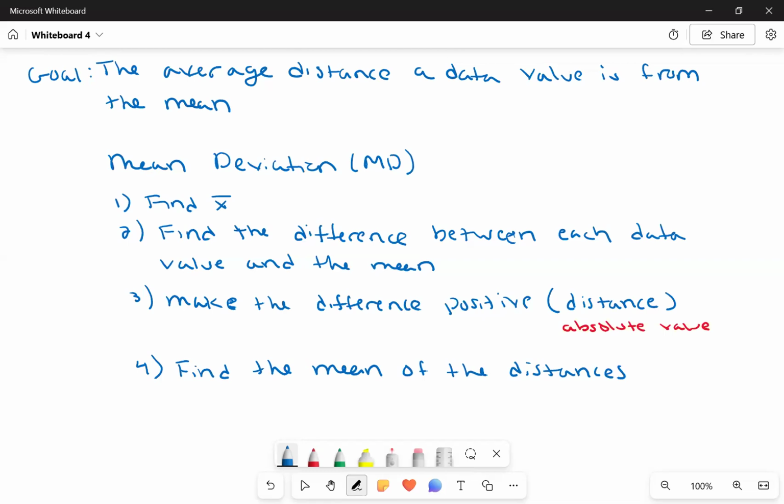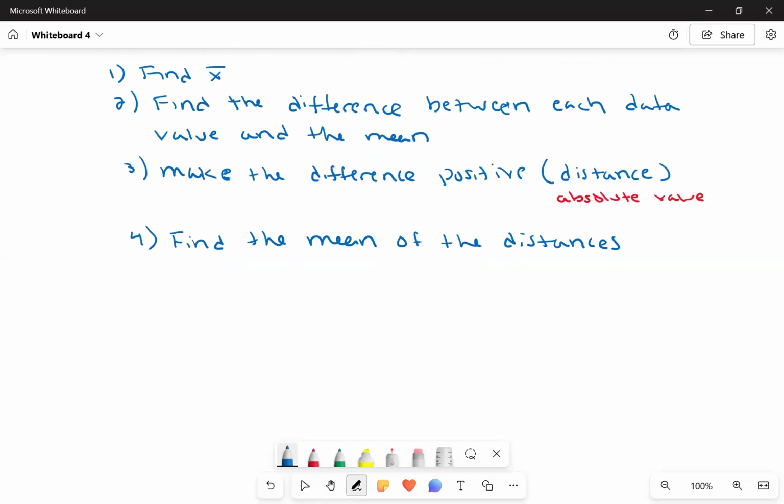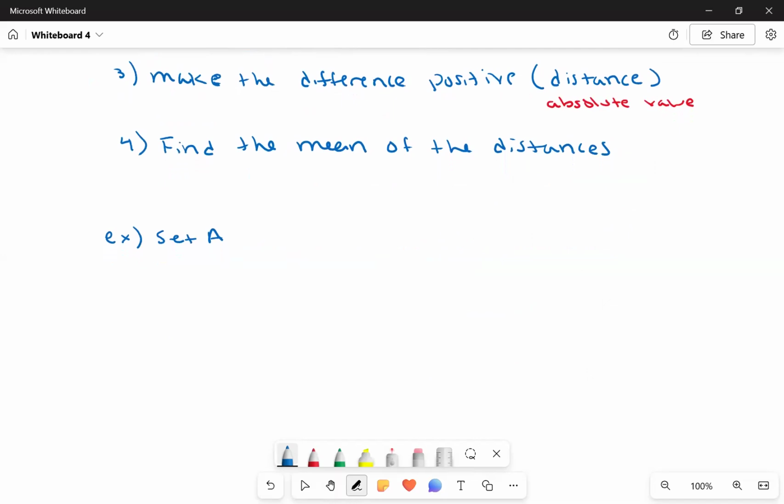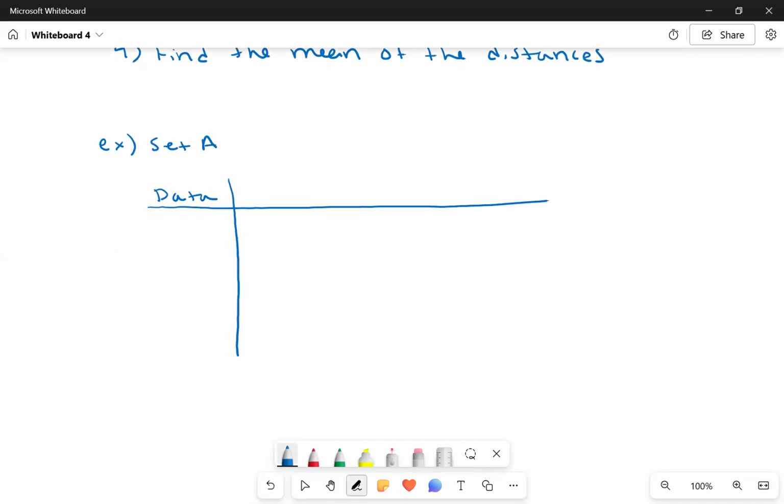Let's do that for set A. And we'll do it also for set B, but let's start with set A. For set A, I'm going to create a little table to help me. The first thing I'm going to do is list all of the data values. I'm going to need more space than that.